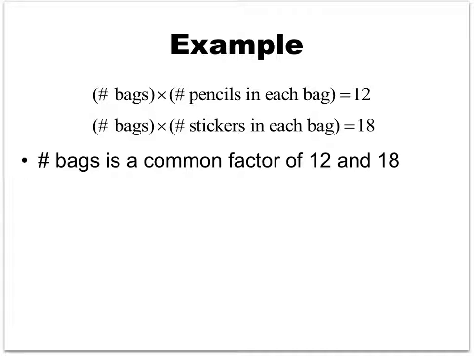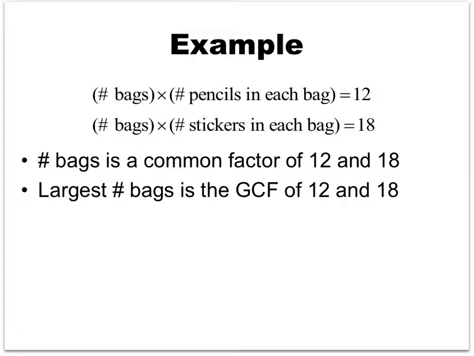Well, now let's take a step back and make an observation. We showed that the number of bags times some whole number has to equal 12. Likewise, the number of bags times some whole number has to equal 18. So, in other words, the number of bags is a common factor of both 12 and 18. So the question is, what's the largest number of bags we could make? Well, the largest number of bags is going to have to be the greatest common factor of the numbers 12 and 18. So this problem in the end boiled down to finding the greatest common factor.